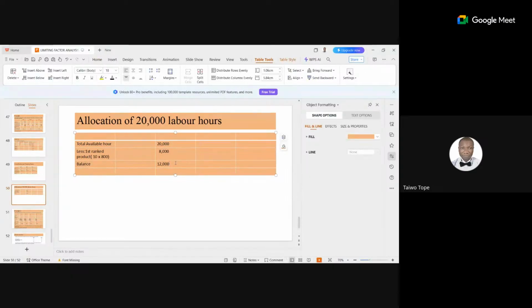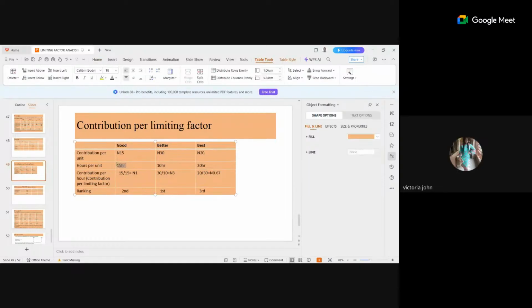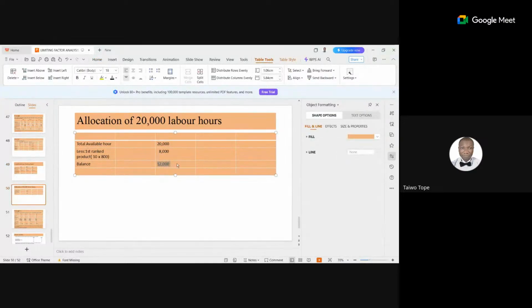At this point, please take notes. Everybody take notes. At this point, students usually have issues, so you don't need to have any issue, please. This is what you have to do. Once you have the balance, you will now ask yourself, I have 12,000 hours left. And to produce the next ranking product, which is good, how many hours do I need to produce 1 unit? 15. So what you just need to do is take the available hours, the balance that is left, and divide 12,000 hours by 15. It will give you the actual amount of units.